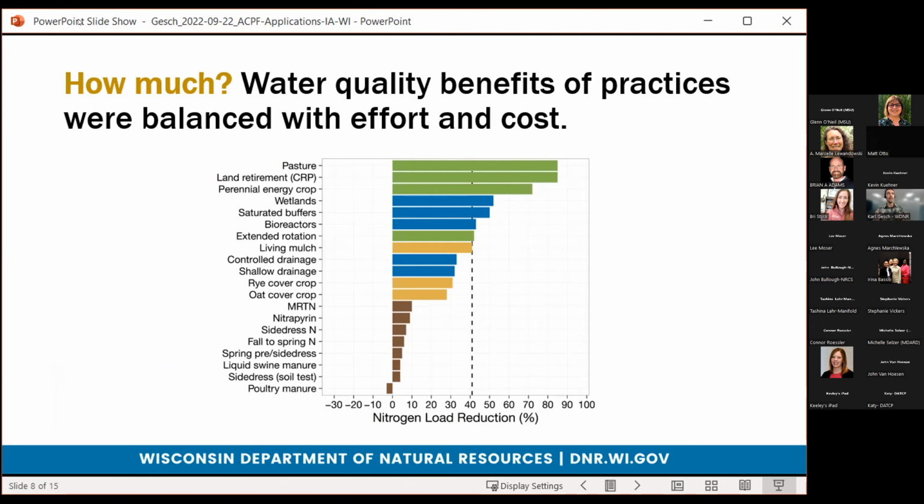So knowing that different practices are more appropriate in certain places throughout the watershed, you can start to see how having some practices in some locations and different practices in different locations can help to meet the 41% goal overall at the watershed scale, for example.